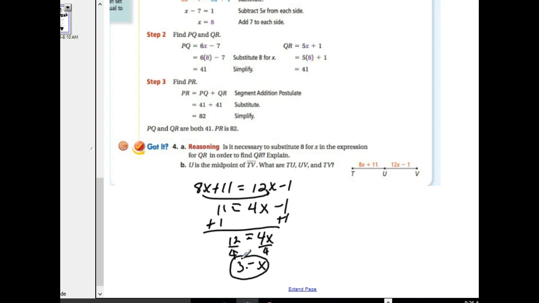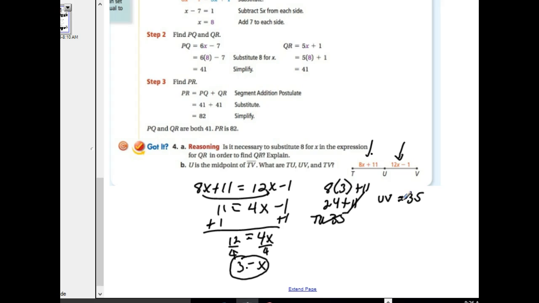Now again, that's just part of the problem. If we want to know TU, then I'm going to substitute the 3 in for x in 8x, and then I'm going to add 11. That ends up being 24 plus 11, which comes out to be 35. Now again, we could substitute in right here for this x to find UV, because this is TU right here. But to find UV, if that really is the midpoint and this one is 35, then this one is automatically going to be 35 as well. And that can save you a little time in the long run.